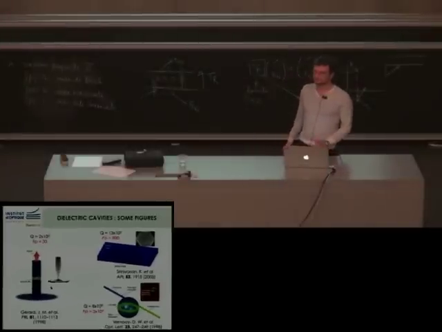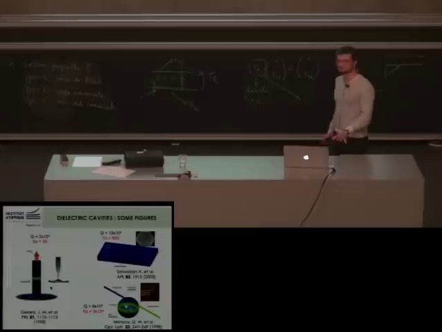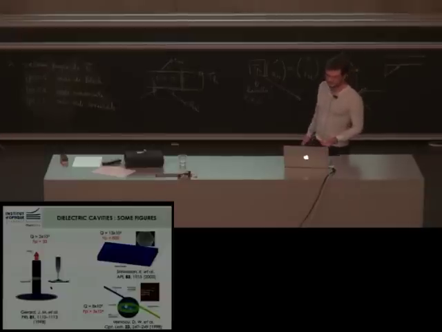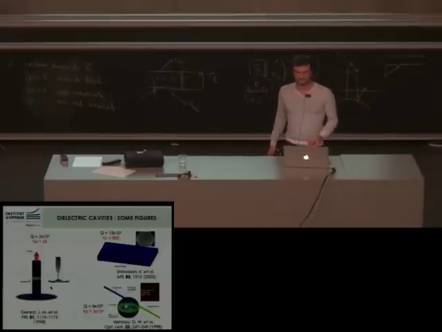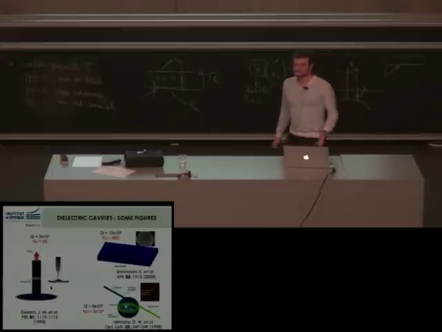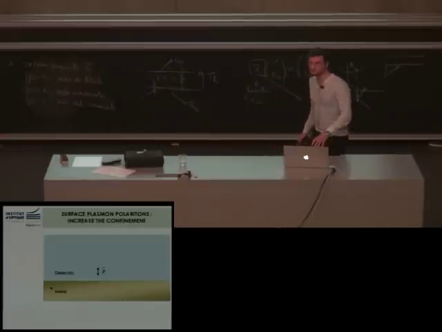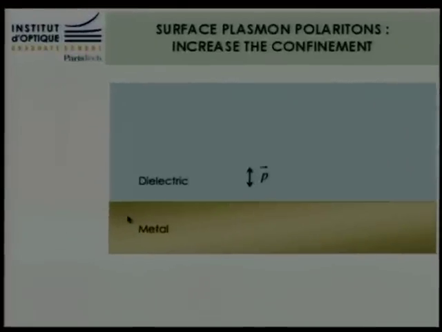For all those beautiful works, there's still a big constraint because of the quality factor that is really high. One needs to put an emitter that also has a very narrow spectral response, spectral emission. And this constraint means that all the work was performed at cryogenic temperatures. So to cope with this issue, one may use plasmonics to further increase the confinement.